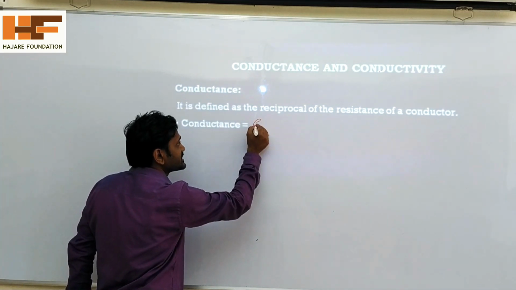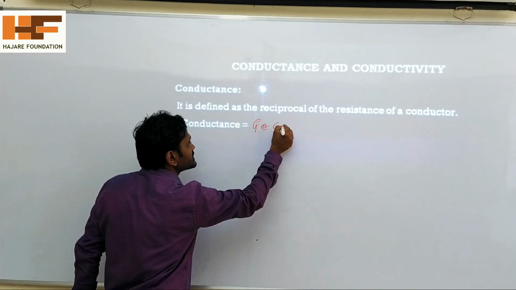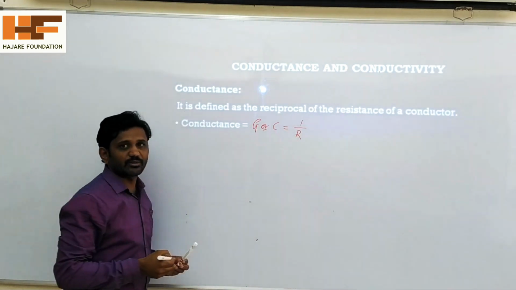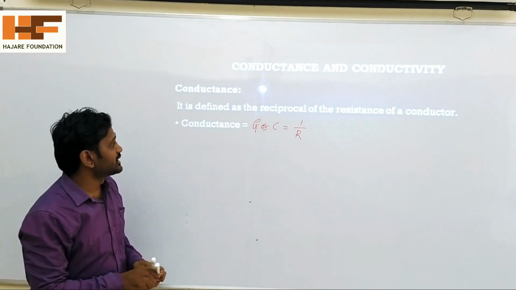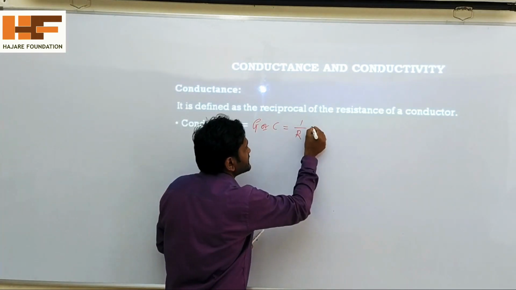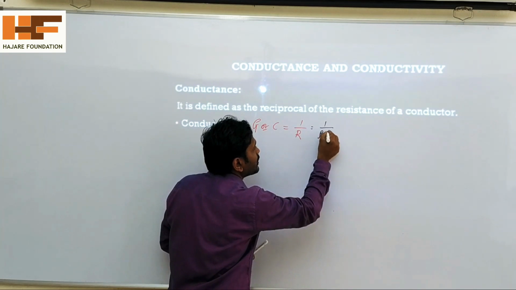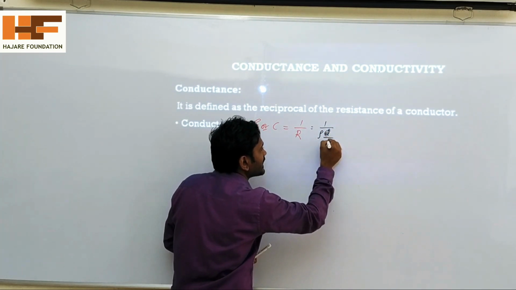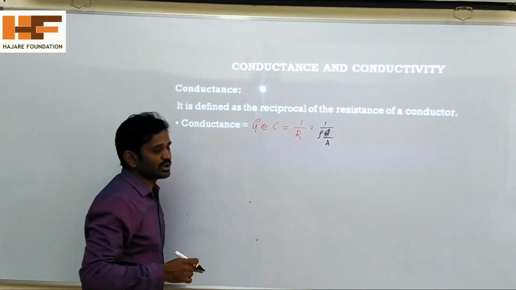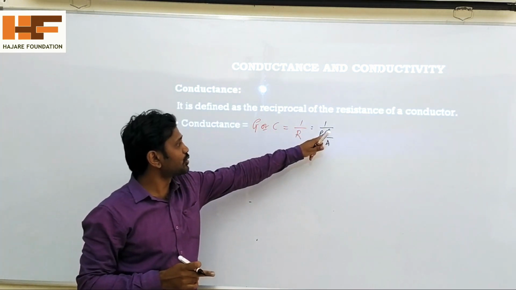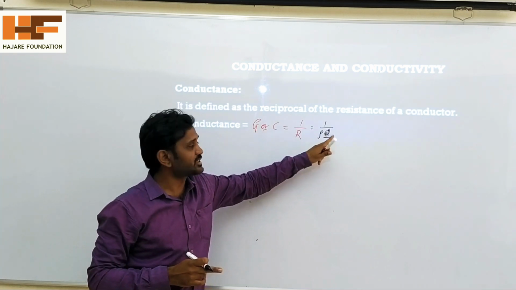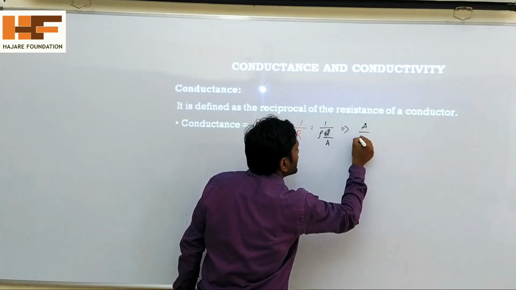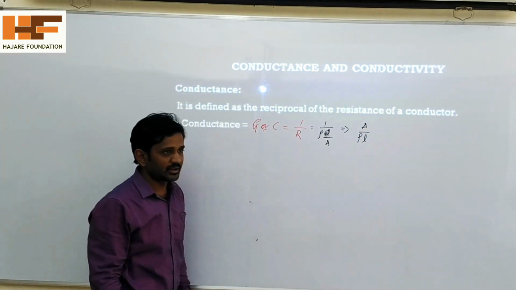This one we can represent by G as the symbolical representation. Here it is the reciprocal of resistance, 1 by R. This can also be represented as 1 divided by rho into L divided by A, because we already know the equation R is equal to rho into L divided by A. Substituting here, G is equal to A divided by rho into L.